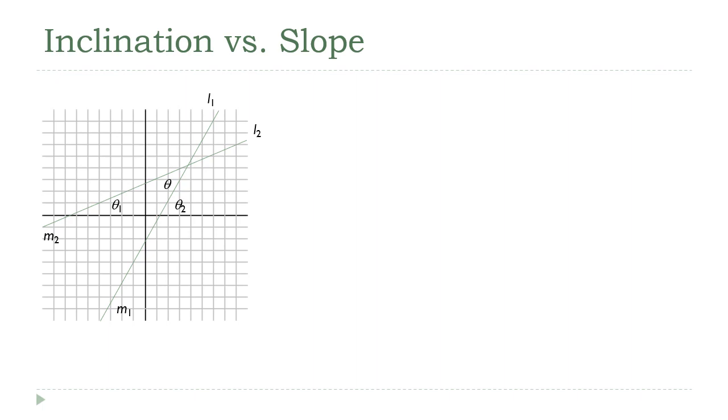Next, notice that theta 1 plus theta equals theta 2, since the sum of the measures of two angles in a triangle is equal to the measure of its remote exterior angle. Right, so from here, I'm just going to rearrange this, because theta is the angle that I want. So theta is equal to theta 2 minus theta 1.